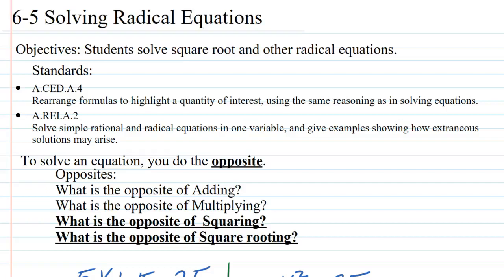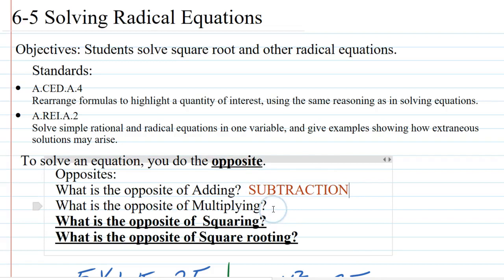Solving radical equations. Today we're going to solve square root and other radical equations. To start with, let's review solving an equation in general. Whenever you solve an equation, you always do the opposite. What is the opposite of addition? Subtraction is the opposite of addition.